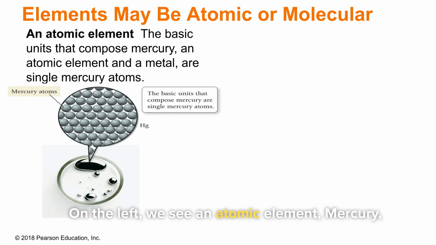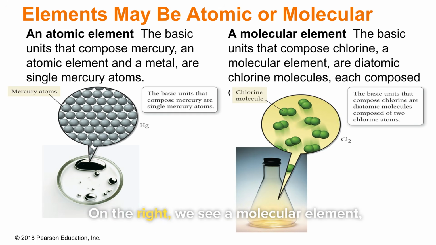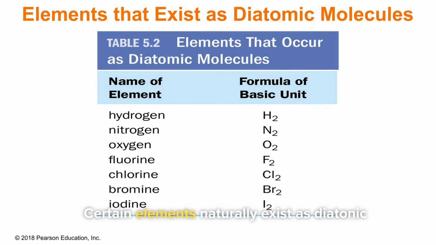On the left, we see an atomic element, mercury, represented by single atoms. On the right, we see a molecular element, chlorine, existing as diatomic molecules. This visual comparison highlights the difference between these two ways elements can be structured. Certain elements naturally exist as diatomic molecules. These include common gases like hydrogen, nitrogen, oxygen, fluorine, and chlorine, as well as bromine and iodine. Remembering these elements is key to understanding how they react and combine with others.